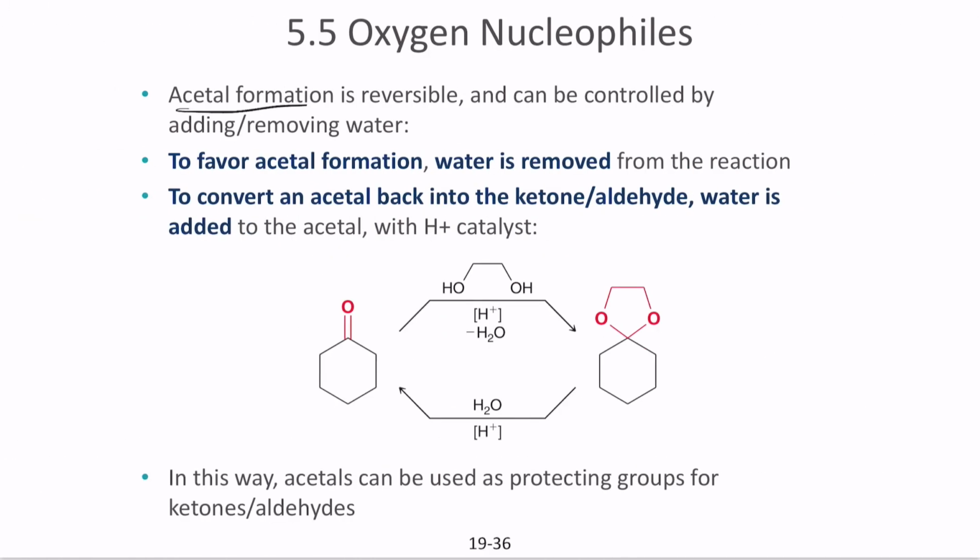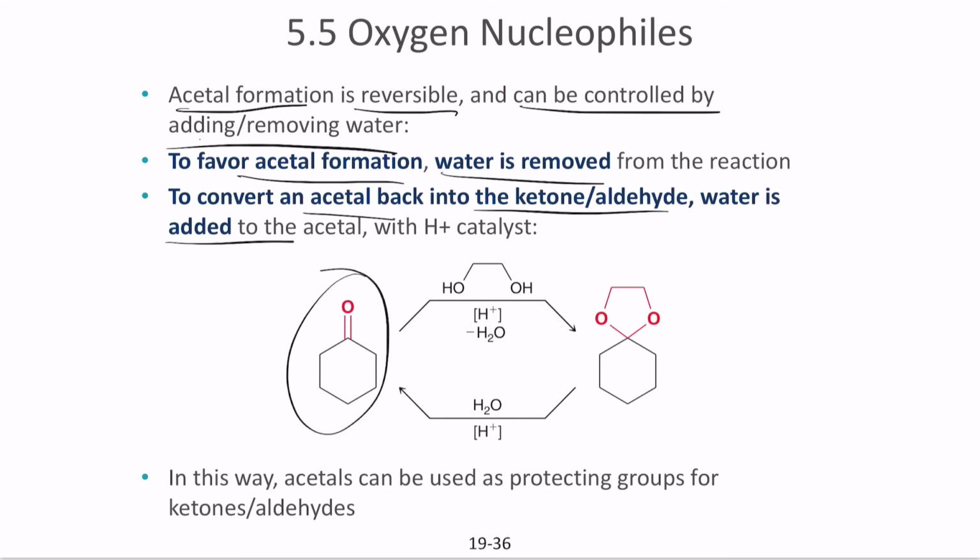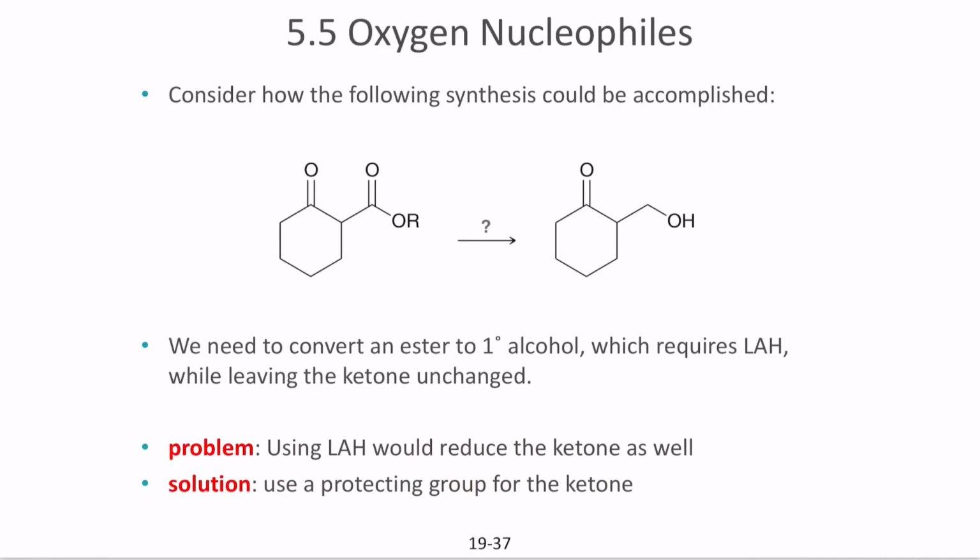Now, acetal formation is generally reversible and can be controlled by adding or removing water. If you want to favor acetal formation, we remove the water. If you want to convert an acetal back into a ketone, water is added. So remember the difference here: the only thing that changes is the removal or addition of water. This is how we can maintain the structure.